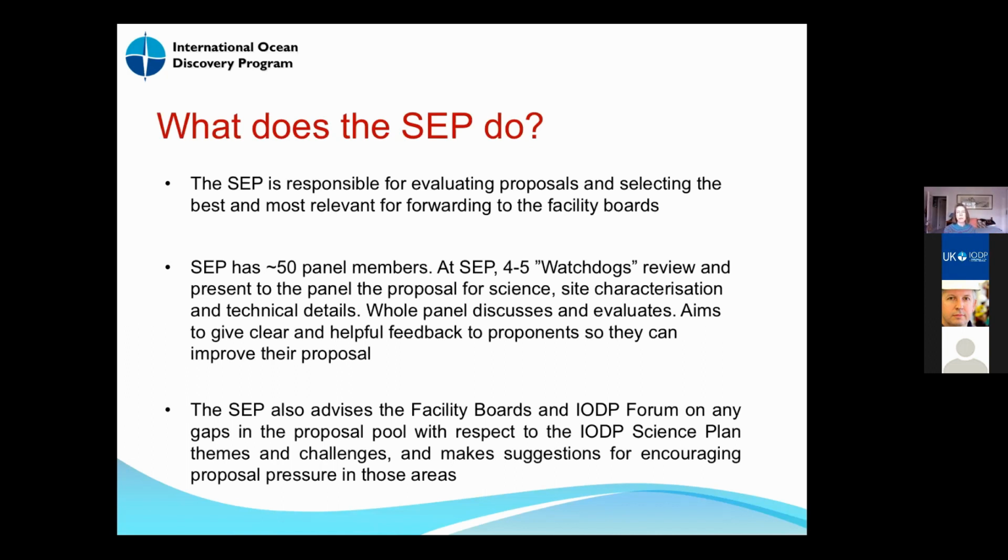So the SET panel has about 50 members. And as I said before, it's a combination of people with science expertise in lots of different areas and with specific site and site data expertise. And it's 2/3 science and 1/3 site at the moment. And then in addition, we also have representatives from the different platform operators, and they also act as a member of the small team that does the initial review and presentation of the proposal. So each proposal has 4 to 5 of these watchdogs, so SET members that present the proposal, and then the whole panel discusses and evaluates. And then we give feedback, and then the system continues.